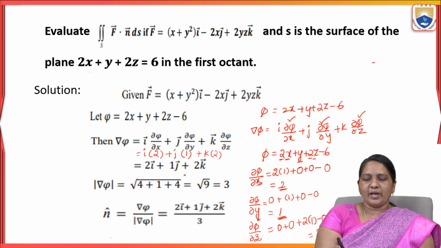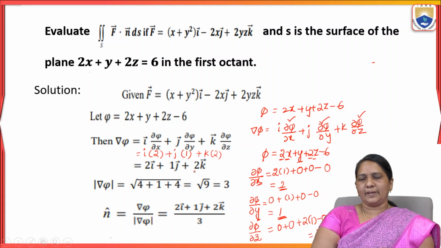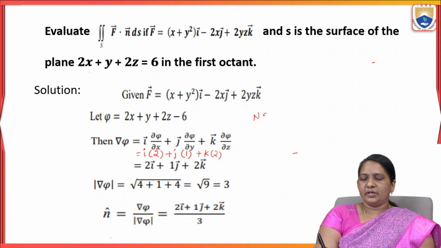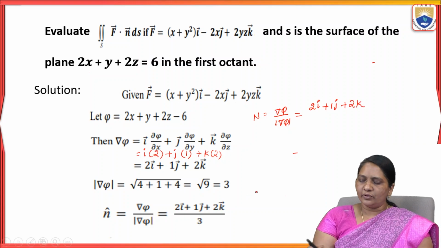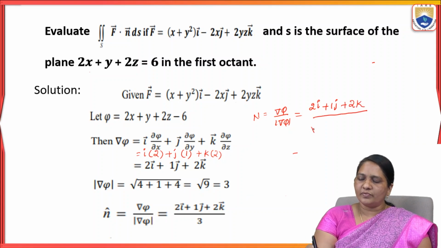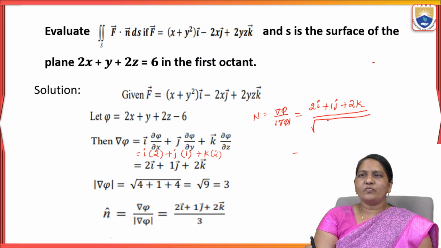So finally 2i plus j plus 2k. So this is the value of del pi. For the n value, n equal to del pi by mod of del pi. So the del pi value I got here is 2i plus 1j plus 2k, and its magnitude is nothing but the square root of the sum of squares of the i, j, k coefficients.